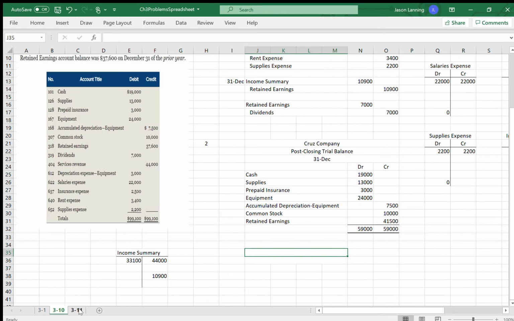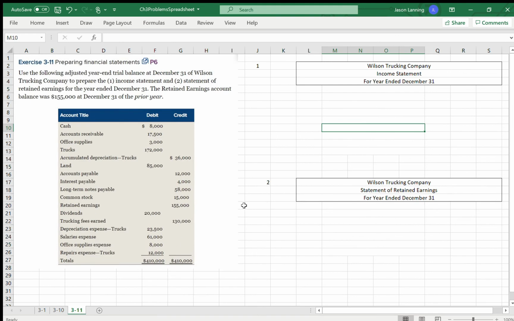Now, the last problem I want to look at is preparing the financial statements. Now we have the adjusted year-end trial balance here. And what we need to do is prepare the income statement, statement of retained earnings. And it tells us the retained earnings account balance was $155,000 at the end of the prior year. So we're going to do the income statement first.